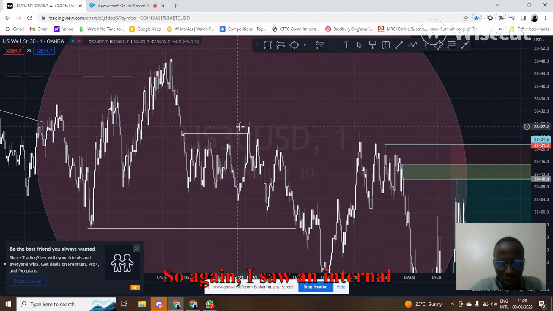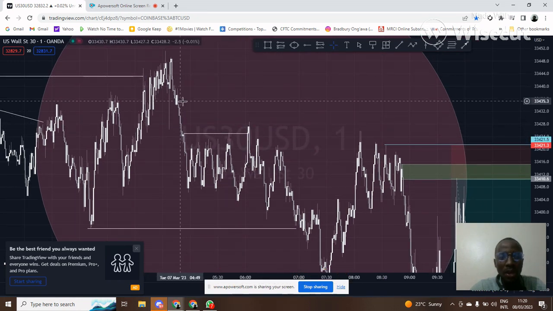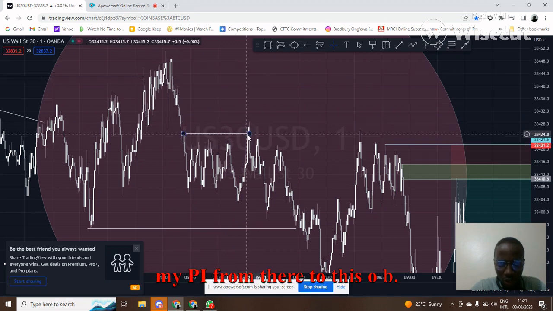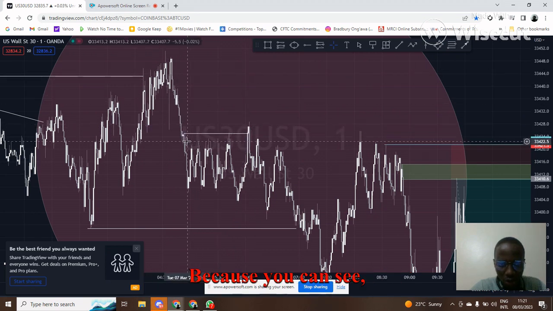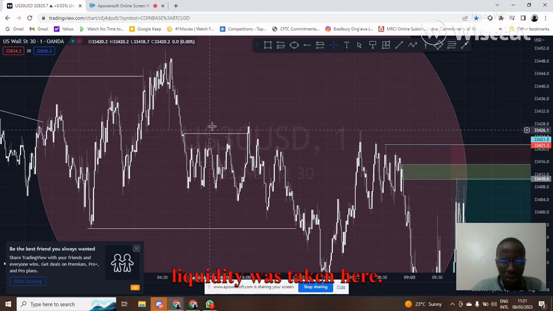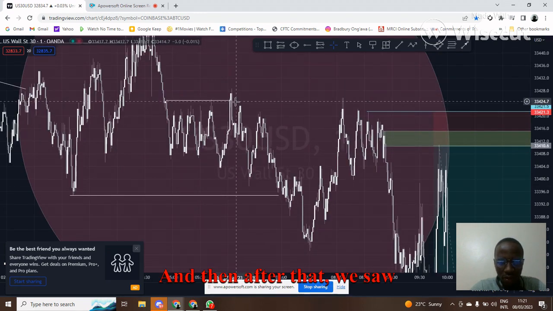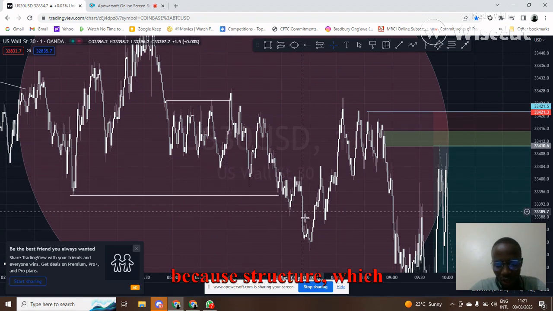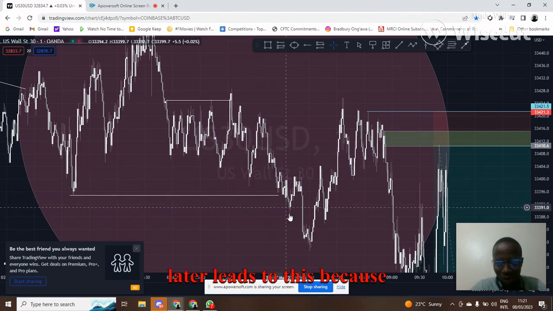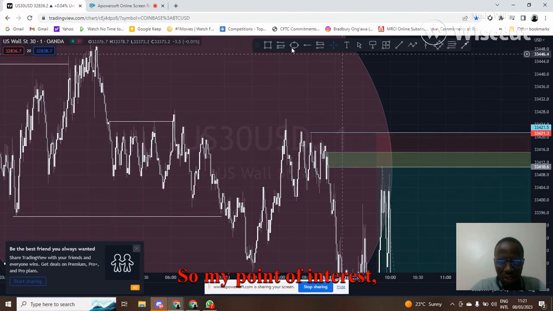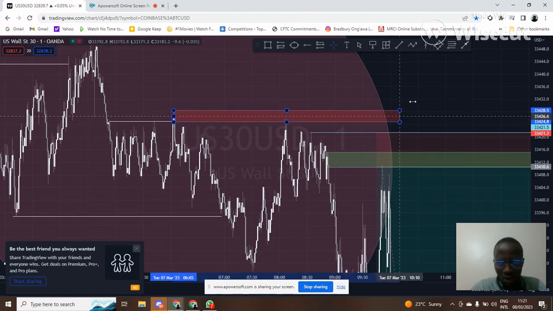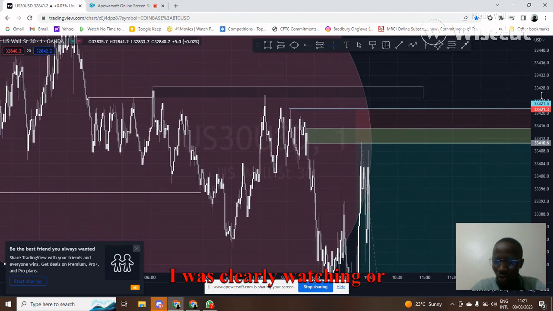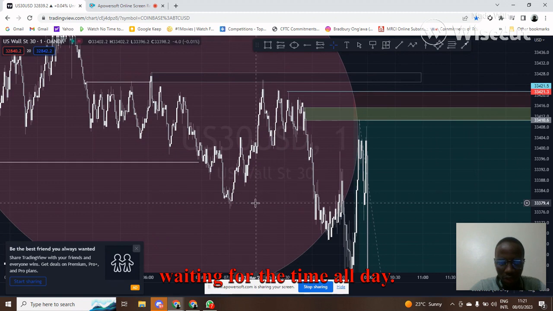So again, I saw an internal liquidity grab, meaning I now narrowed down my POI from there to this OB. As you can see, liquidity was taken here, and then after that we saw an internal break of structure, which later led to this break of structure. So my point of interest was now this order block. That was now my point of interest. I was keenly waiting for the time of day.